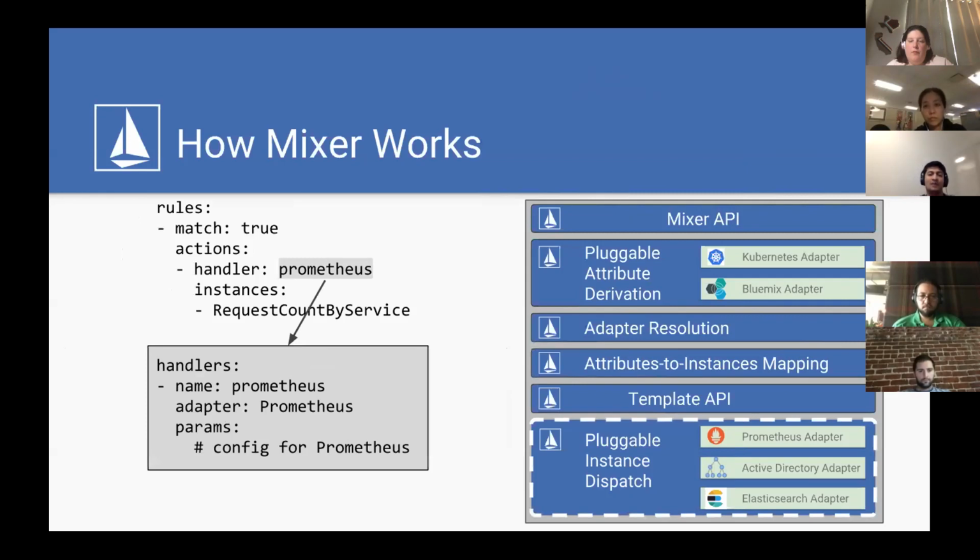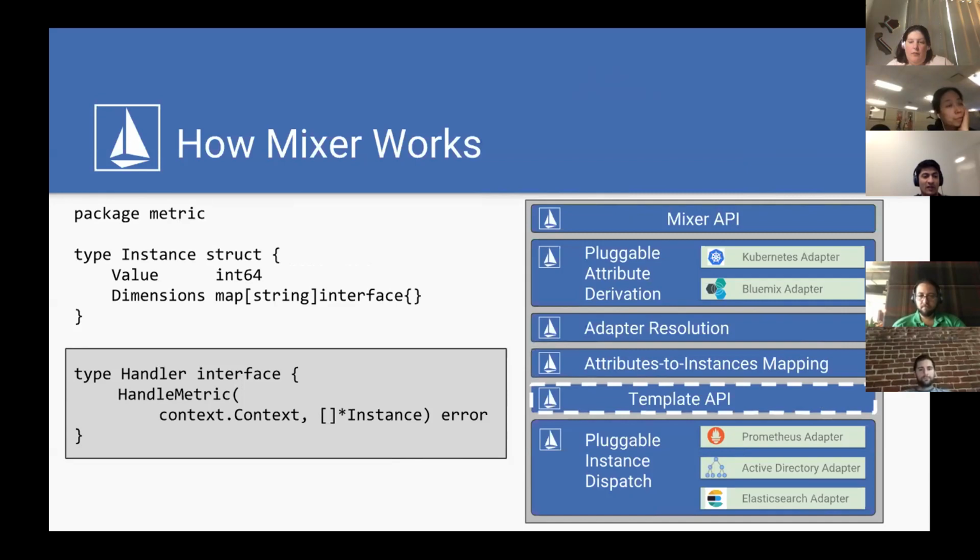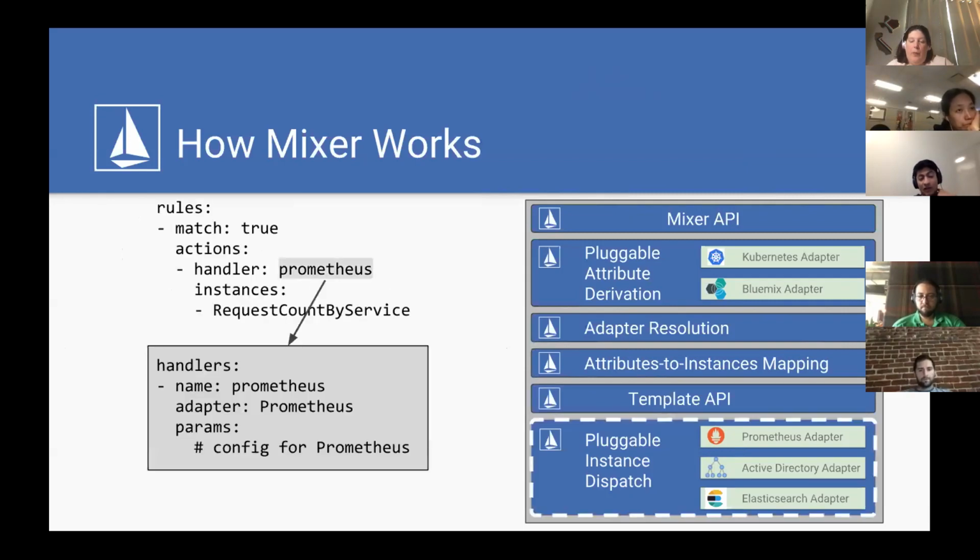So the last part is the handler. Where does this go? Here we just define the interface. Now we actually want to see the Prometheus handler implement this interface. So the Prometheus handler is defined as such, with the adapter and some configuration parameters that Prometheus actually needs.